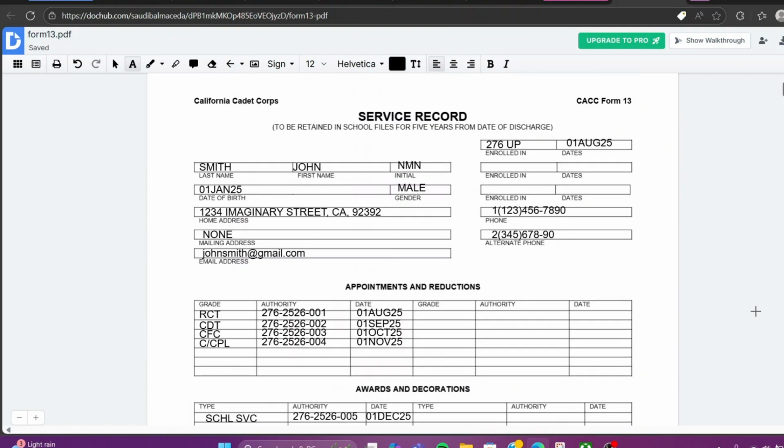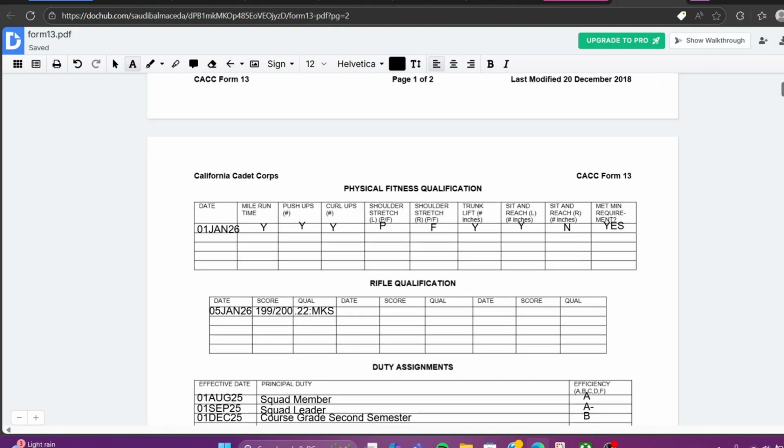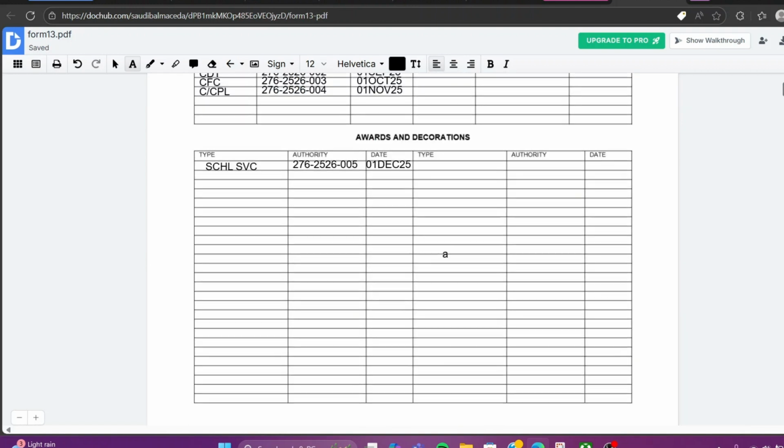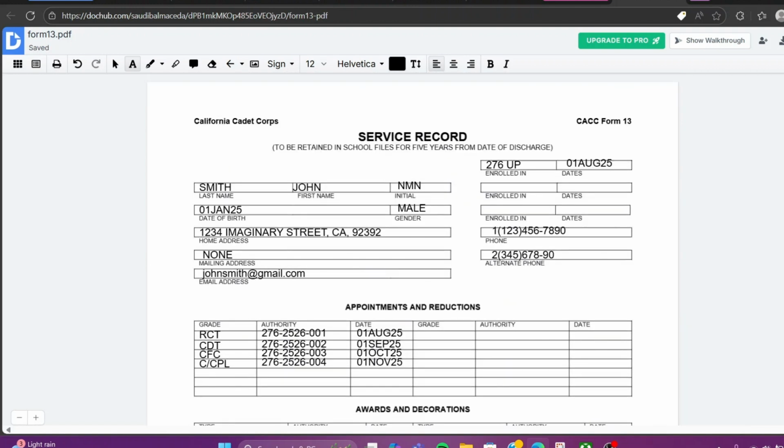So this concludes our section of filling out a Form 13. If you have any further questions, feel free to leave them in the comments or ask your commandant or Battalion S1 if they have any questions about it. Now we're going to move on to the 201 files.